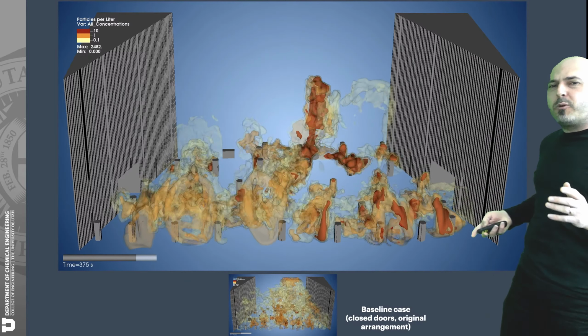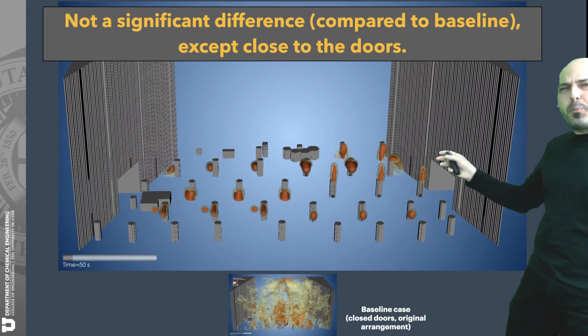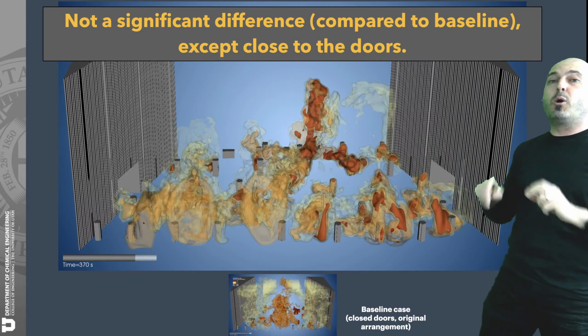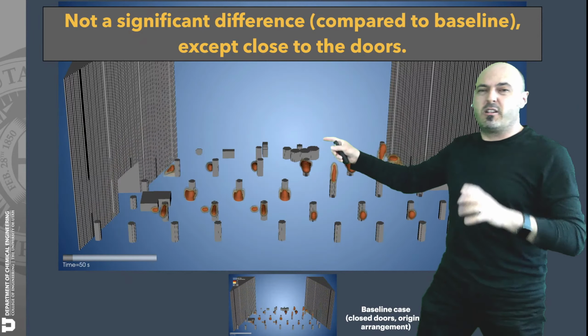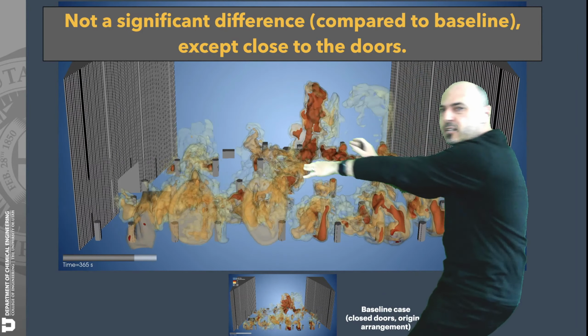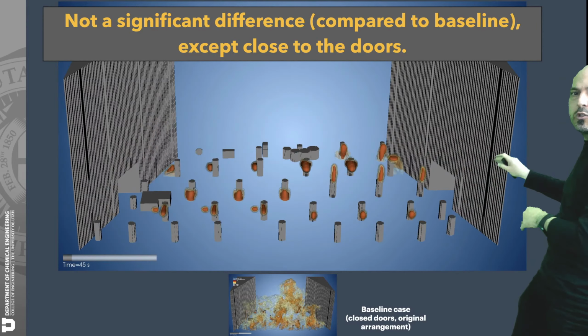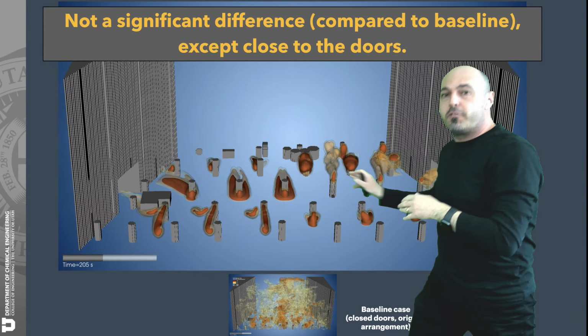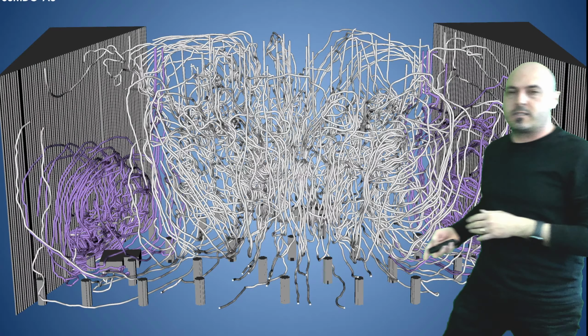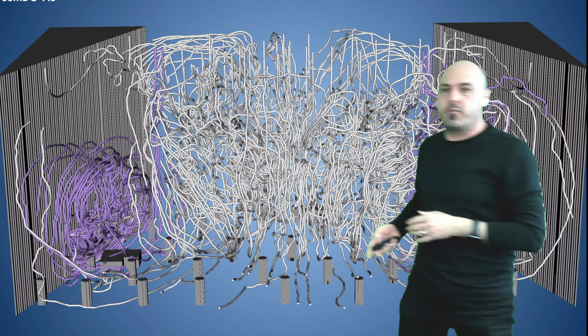So what we found is that opening the doors was not sufficient, because most of the emitters, most of the smokers, were still seated in the middle, and there was not much air being dragged from the center all the way to the door. In other words, the extent of the effect of the doors was not felt through the center of the domain. And this is confirmed by these streamlines.